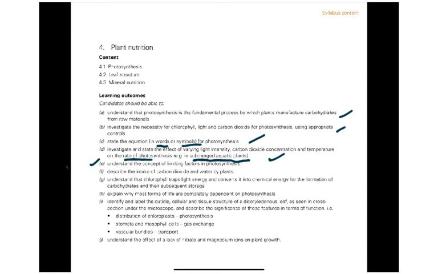Understand the concept of limiting factors, and describe the intake of carbon dioxide and water by plants. Understand that chlorophyll traps light energy and converts it into chemical energy. Explain why most life forms are dependent on photosynthesis, then identify and label the cuticle, and understand the effect of a lack of nitrate and magnesium on plant growth. So this covers mostly all the topics which we have done in the syllabus.